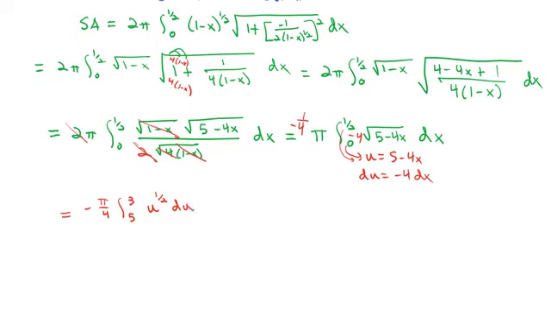Seems like my integration's backwards between the 5 and the 3. So let's switch them. Remember, we can switch them as long as we change the sign on the outside. So we'll make it a positive pi over 4 times the integral from 3 to 5 of u to the 1/2 du. Integrating, we get u to the 3/2 times 2/3, integrated from 3 to 5.